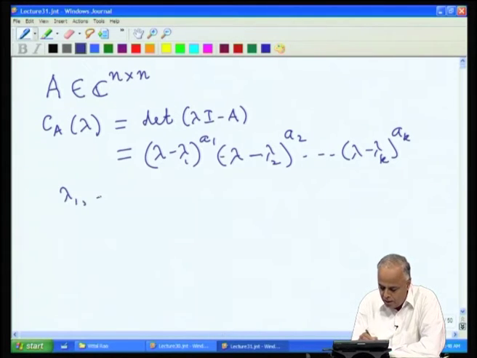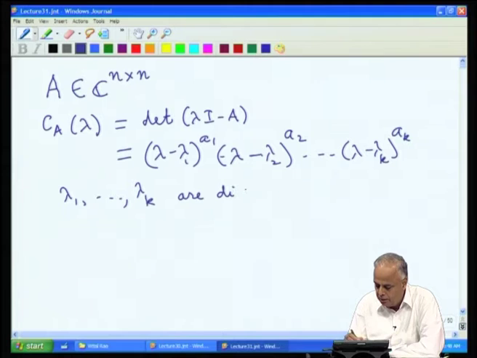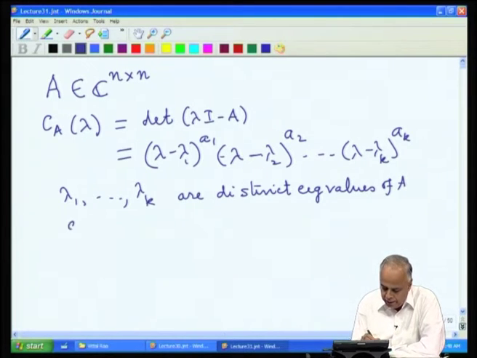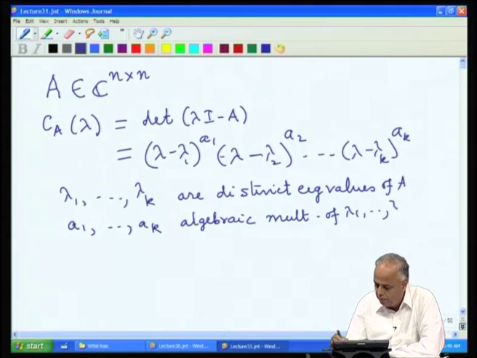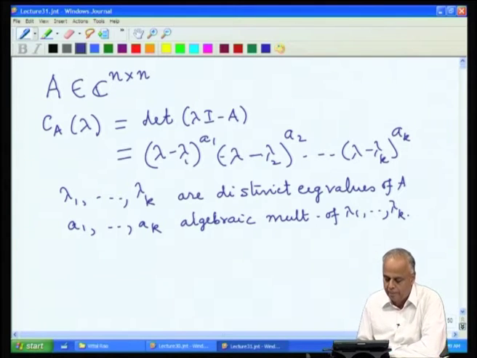The lambda 1, lambda 2, lambda k are the distinct roots of the polynomial, and they are the distinct eigenvalues of A. And the A 1, A 2, A k are called the algebraic multiplicities of these eigenvalues lambda 1, lambda 2, lambda k.